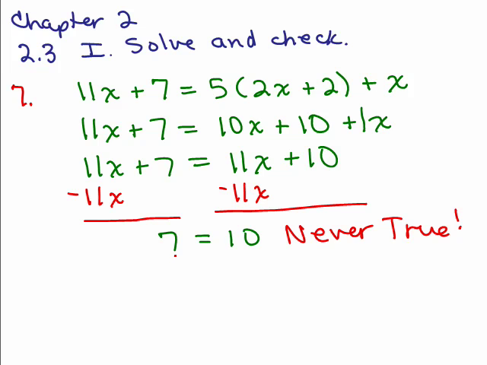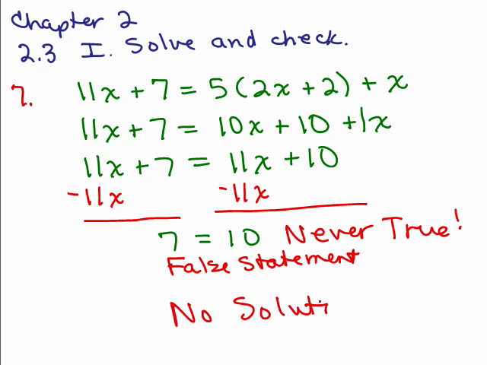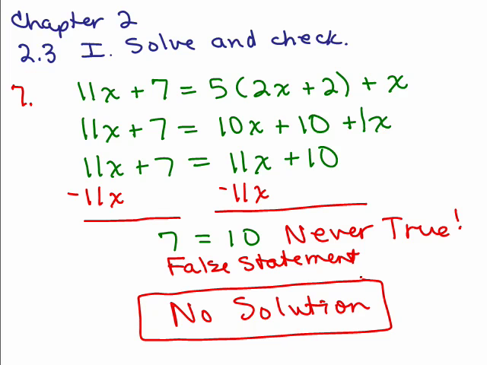Anytime you end up with a nonsensical statement like 0 equals 5 or 8 equals negative 9 or 1/3 equals 1/4, anytime you get a false statement, there's no solution. A lot of people make the mistake when they have 11x minus 11x and they'll write x, but that's not true. Remember, those are completely eliminated. 11x minus 11x is 0. So the solution here is no solution. You just write that out, no solution. And that's the answer to that problem.